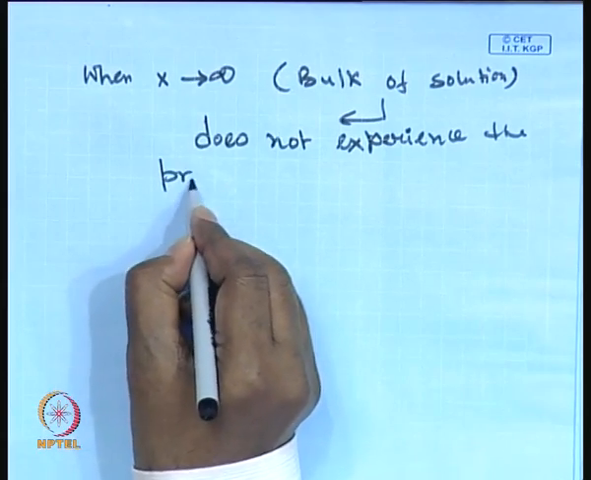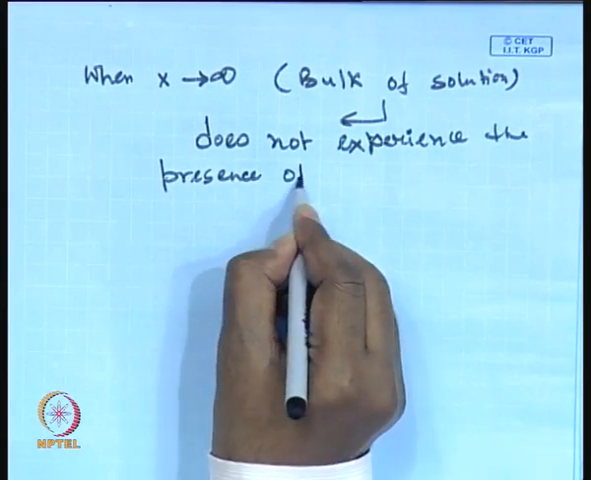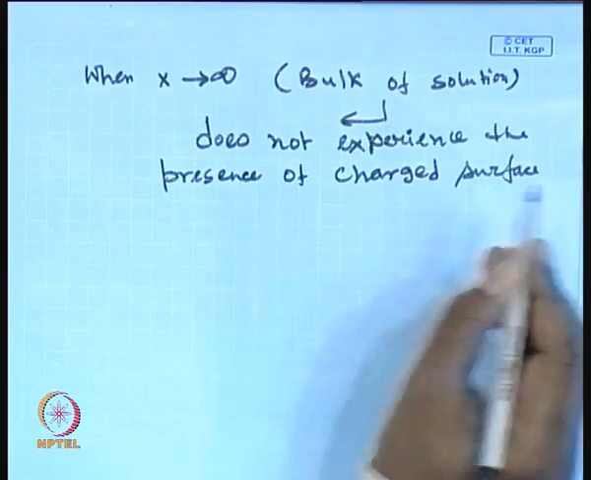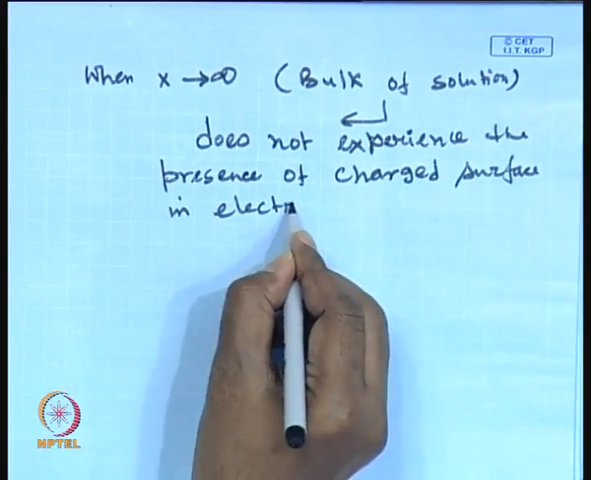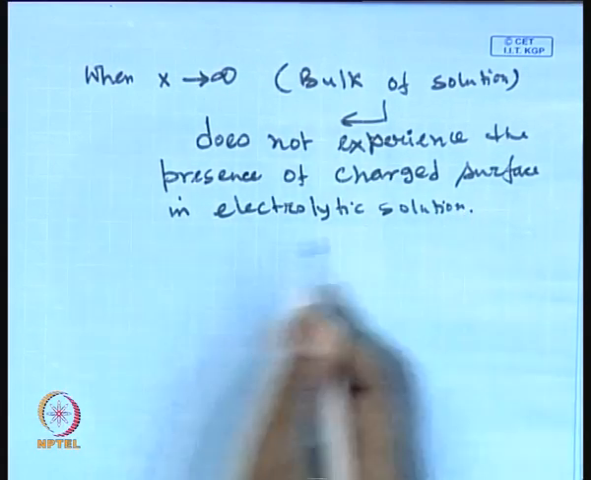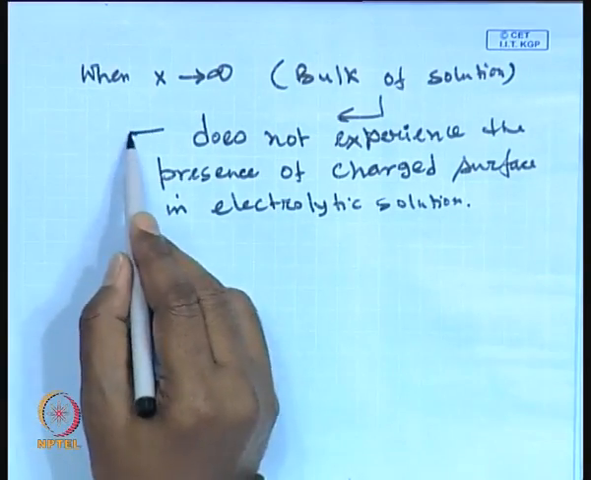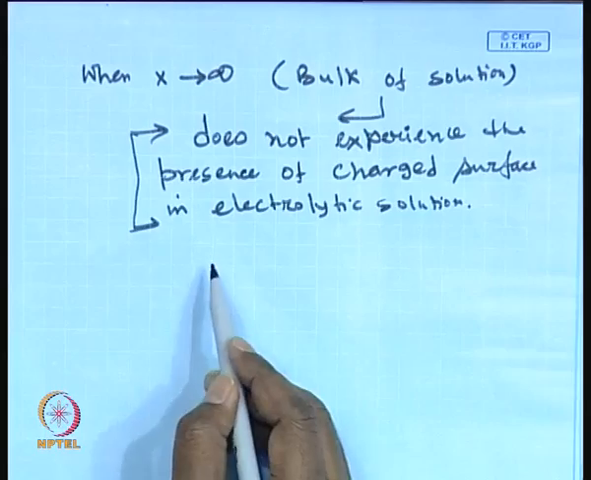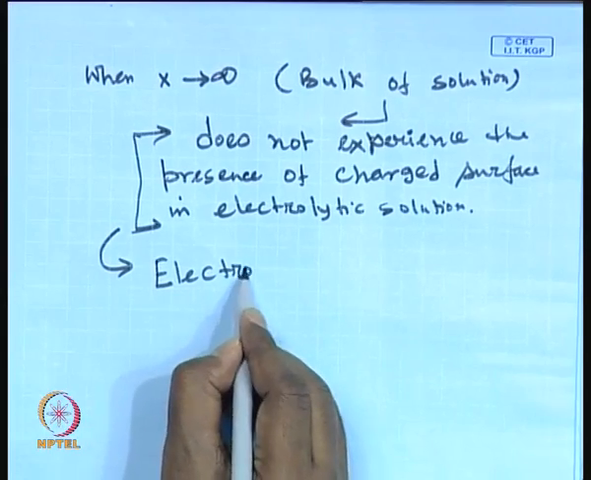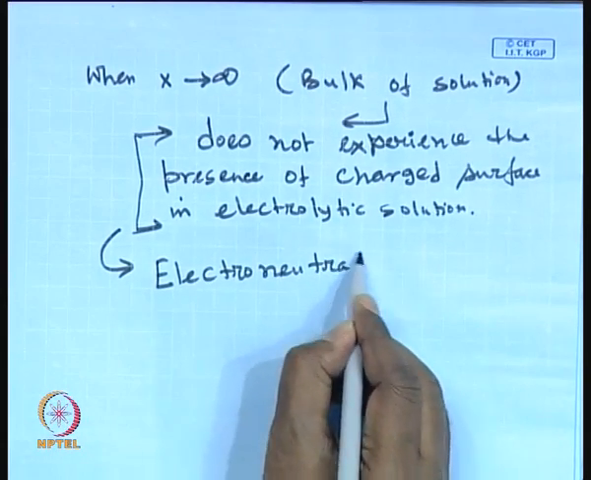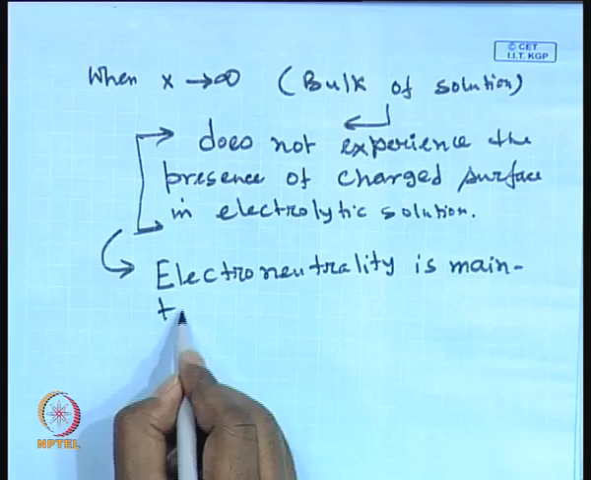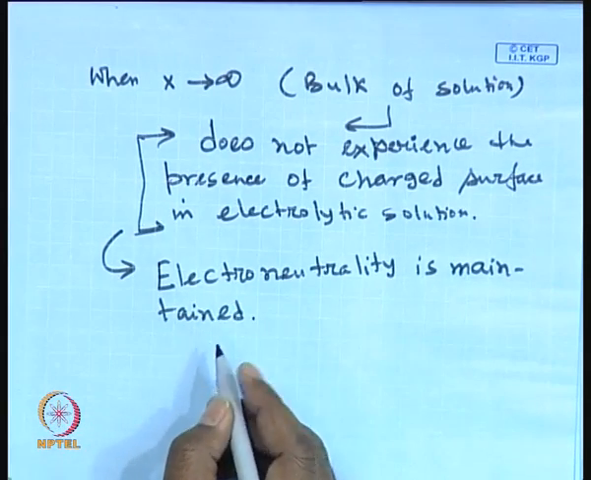the presence of a charged surface in the electrolytic solution. That means, what does that mean? That means there is no distribution of the charges, okay, and electroneutrality will be maintained.